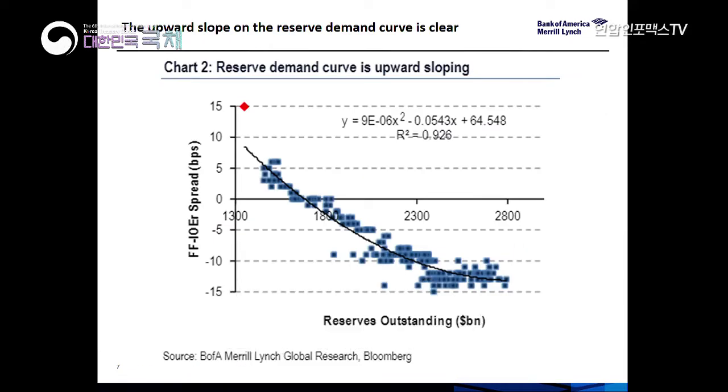By the way, this is not just a theoretical concept. If you look at reserves outstanding versus the spread between the Fed funds rate and the interest on excess reserves, the red dot here is the latest number from last month. And you can see quite clearly we're at the point at which any further reduction in bank reserves will lead to a tightening of dollar liquidity.